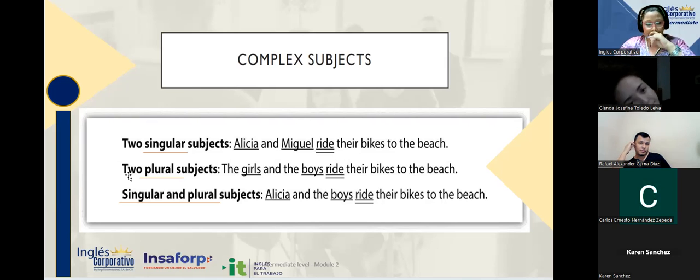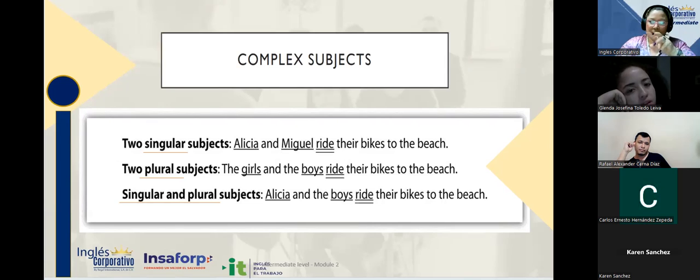Vamos a ver la siguiente. Two plural subjects: the girls and the boys ride their bikes to the beach. Y tenemos un objeto singular, un objeto plural, o una persona, animal, cosa, etc. Alicia, singular, and the boys, all together, siguen siendo they, ¿verdad? Ride their bikes to the beach.